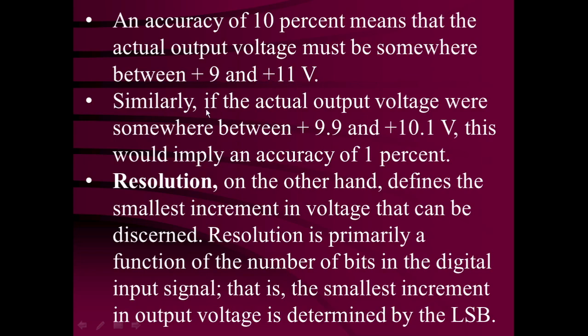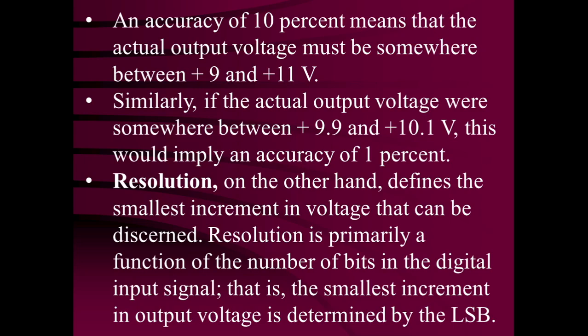Similarly, if the actual output voltage were somewhere between plus 9.9 volt and 10.1 volt, this would imply an accuracy of 1%. So 1% of the 10 volt is nothing but 0.1 volt. That means 10 volt plus or minus 0.1 volt, that is plus 9.9 volt to 10.1 volt, and anywhere in between the actual output voltage may lie, which indicates an accuracy of 1%. So I think now you understand the meaning of accuracy of a D to A converter.